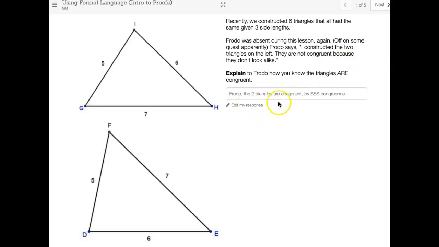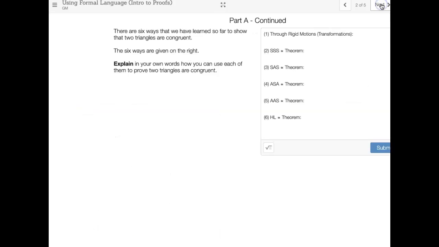Okay, so again, explain to Frodo how I know. Well, I know because of side congruence, and I believe in the next slide or 2 we're going to define what side congruence is anyways. So I'll just leave this for a few more seconds, but I'm going to go to slide number 2 right now. Alright guys, slide number 2.